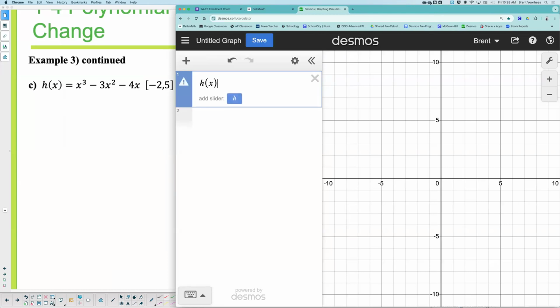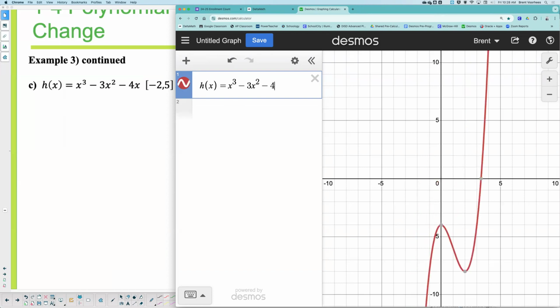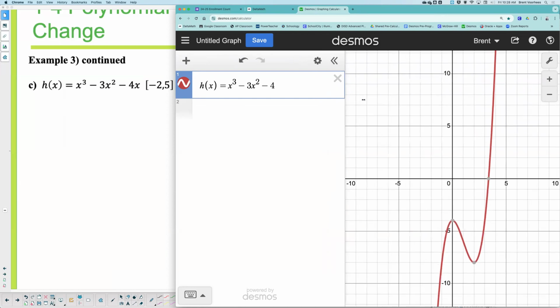And I'm going to type in the equation exactly as it's given. h of x equals x cubed. I even type in the h of x. Minus 3x squared minus 4x.